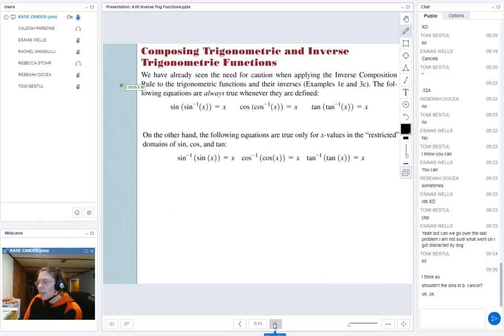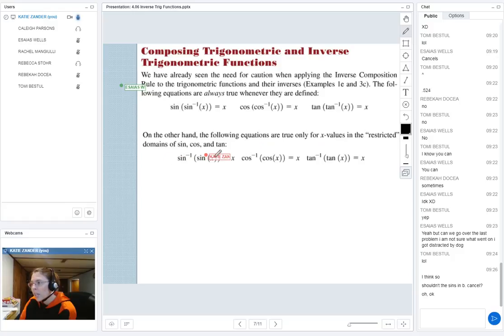Okay, I'm going to come back to that last slide in a moment, but this is what I was talking about because Tommy asked, why didn't the signs cancel out? It says, we've already seen the need for caution when applying the inverse composition rule to the trig functions and their inverses. The following equations are always true whenever they're defined. So if you're starting with the inverse inside, your tangent and your inverses will always cancel out. If the inverse is inside the parentheses, then you don't really have to worry. However, if the inverse is on the outside of the parentheses, then you have to proceed with caution.